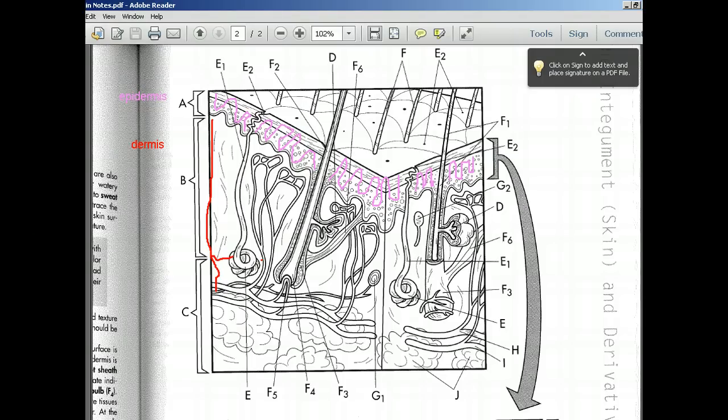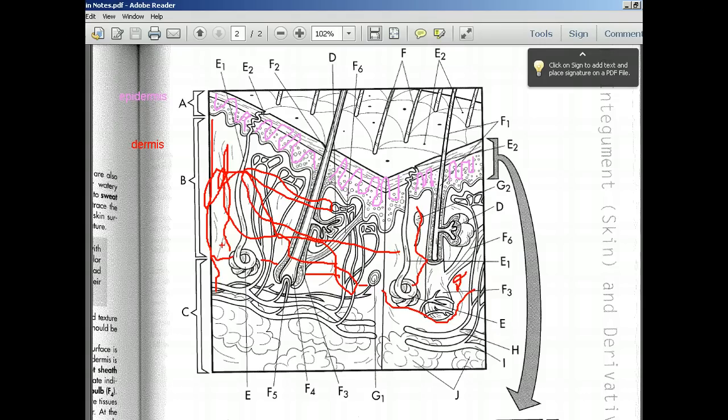So we're just going to kind of cut across here. This area is all still part of the dermis. So all this area in here, all this area in here, this whole area through here, this is all part of the dermis.